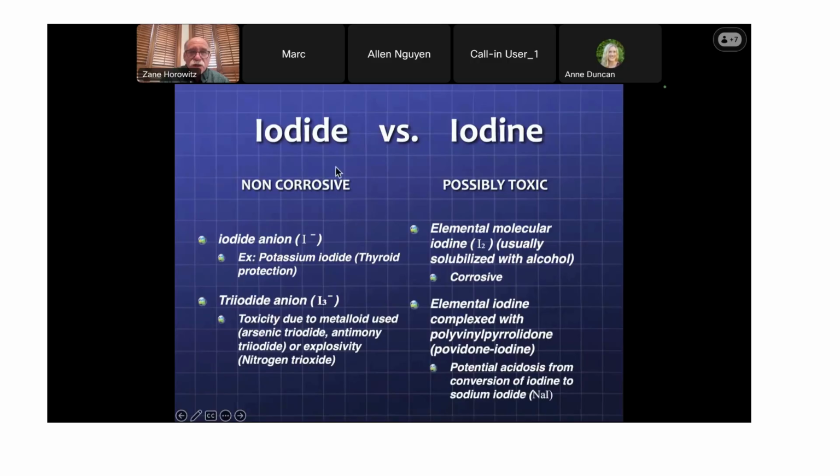So, summary: iodide, not corrosive; iodine, possibly toxic. The iodide is an anion. The triiodide anion is -1. It's used in other compounds that may have associated toxicity, such as arsenic and antimony. They're the real problems if you have something like that, rather than the iodide. Whereas elemental iodine, as long as it's not in Betadine, is the one that we worry about.